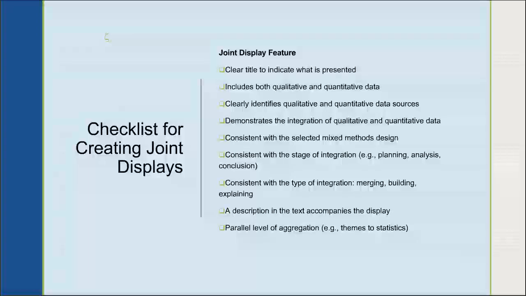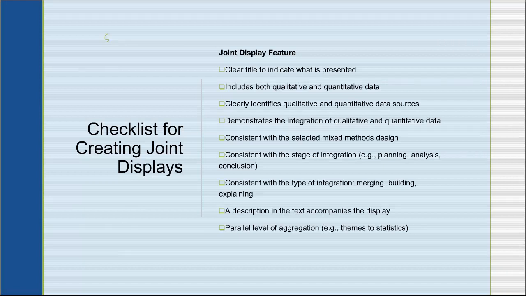So a checklist, some things to remember: a clear title to indicate what's presented, and ensure that it includes or somehow brings through both quantitative and qualitative data. Of course, it could be aggregated results, identifying what those sources are, demonstrating the integration consistent with your design, stage of integration, type of integration. And then you can write about this. So a joint display can become a way to organize your prose. So you create a joint display and then write a paragraph discussing your integration and integrated results.